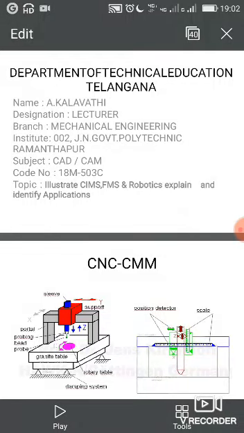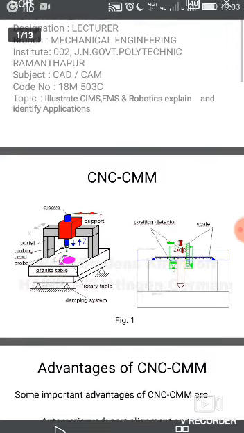Today we'll see about CNC CMM. Next, advantages of CNC CMM, limitations of the CNC CMM. Next we'll see digitizing. Next, scanning of this CMM. Okay, this topic we'll see today. So, what is CNC CMM?